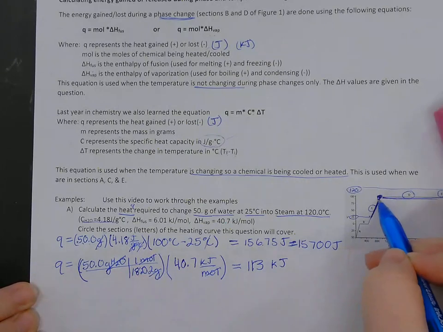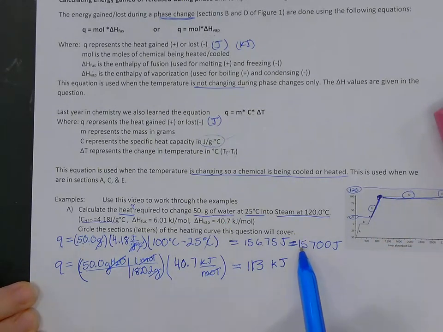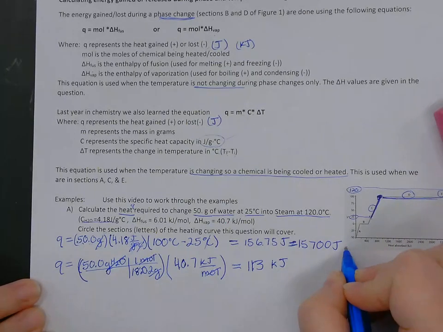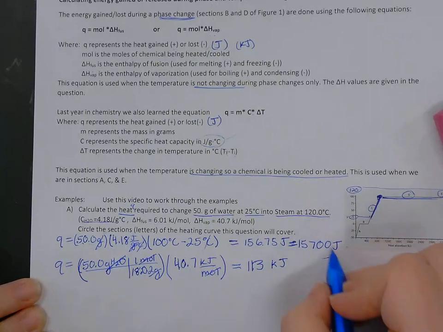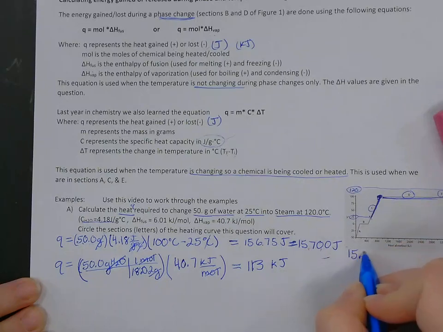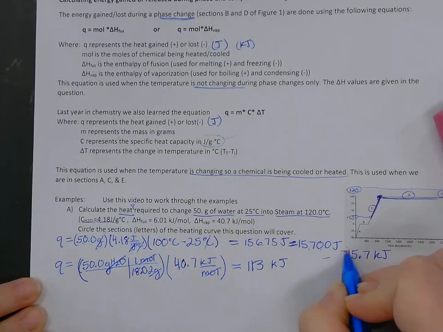All right, so we figured out that it takes 15,000 joules of energy to warm up our substance, 113 kilojoules of energy to boil it. And actually, let's go ahead, because we're going to have to add these together eventually. So let's go ahead and change this to kilojoules so that we can compare these numbers. So we divide by 1,000, or move that decimal 3 places. So this is actually 15.7 kilojoules of energy.